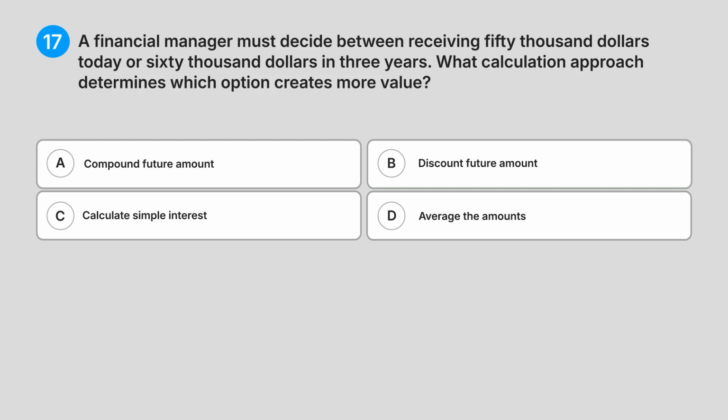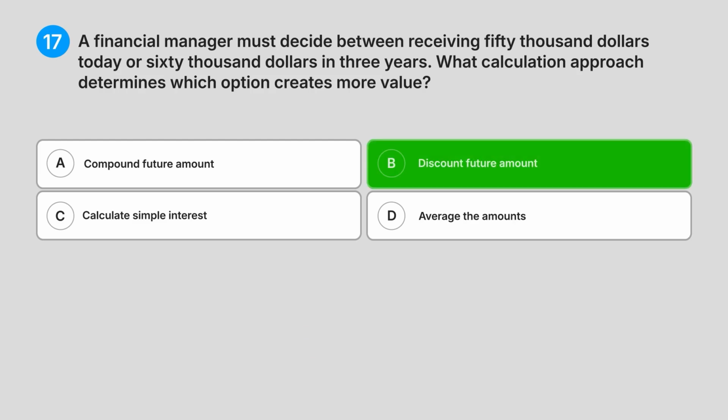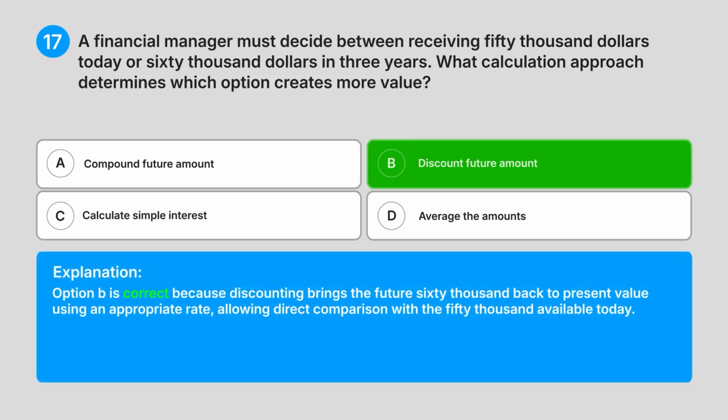Correct answer, B. Discount future amount. Explanation: option B is correct because discounting brings the future $60,000 back to present value using an appropriate rate, allowing direct comparison with the $50,000 available today.